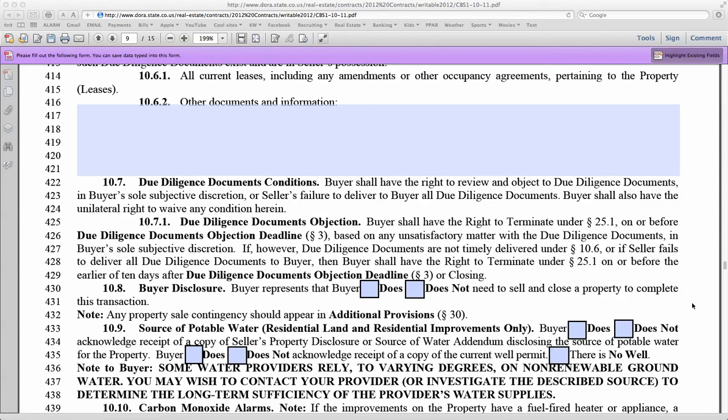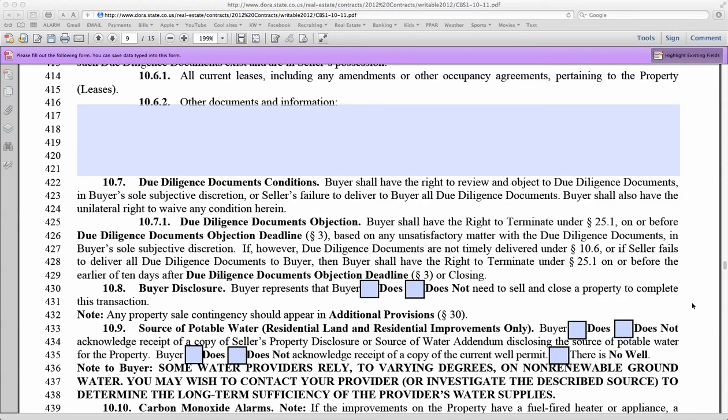10.8, buyer disclosure. The buyer represents that the buyer does or does not need to sell and close a property to complete this transaction. This would be if they need to sell their own home or something like that before they can actually purchase this property.